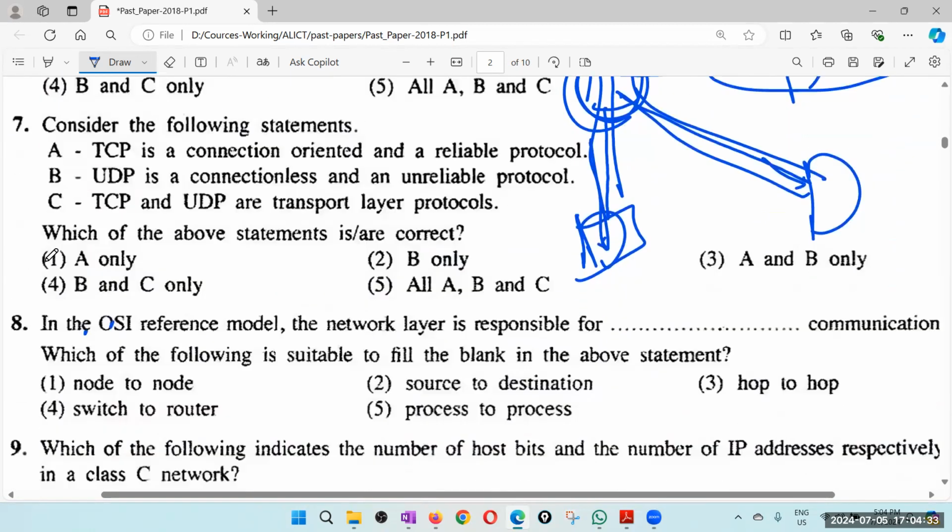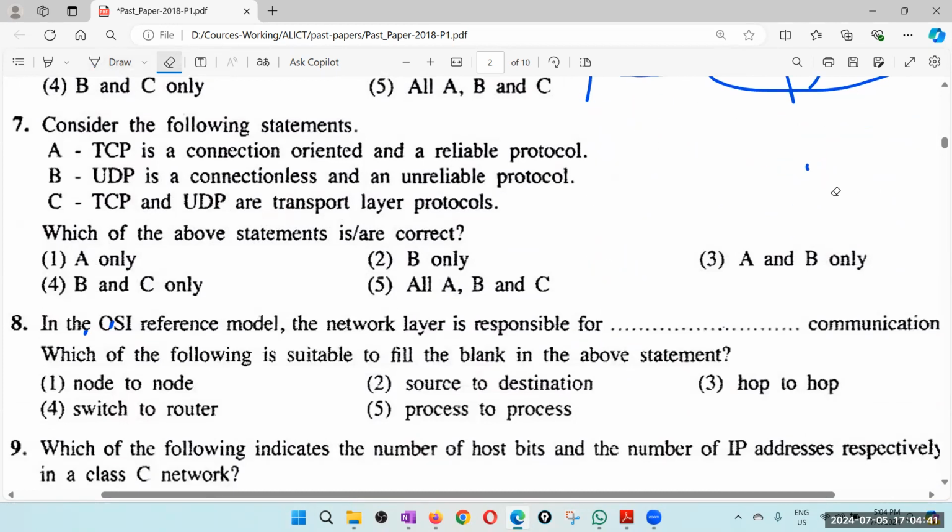Right, 7th question. Consider the following statement. Now I will speed up a little bit also. TCP is a connection-oriented and reliable protocol. Yes, right? TCP is the reliable one, connection-oriented. UDP is the less reliable or unreliable, a little bit more efficient protocol. Both are from the transport layer. So therefore, yes, TCP is a connection-oriented reliable protocol.